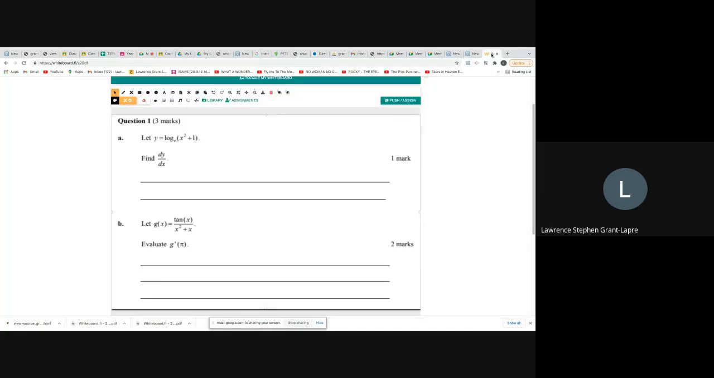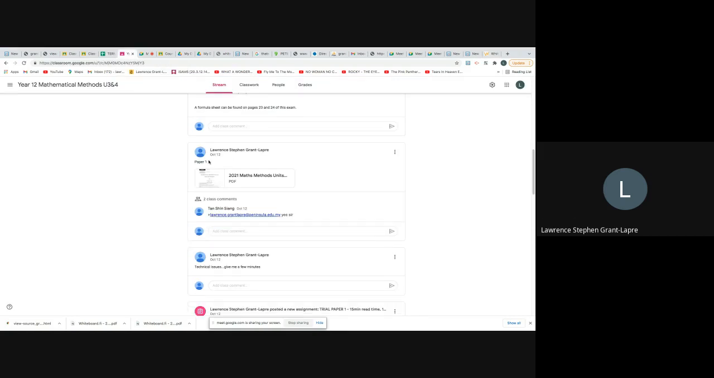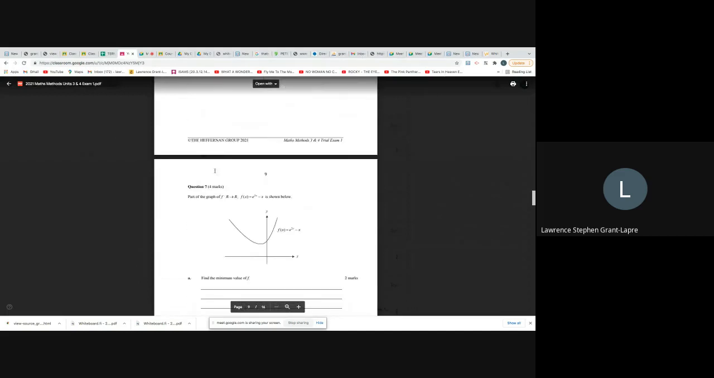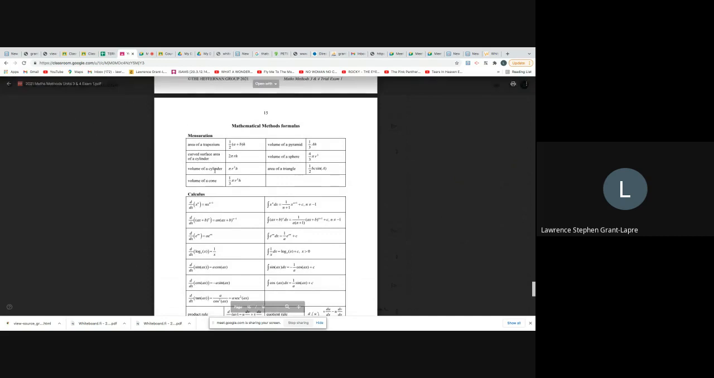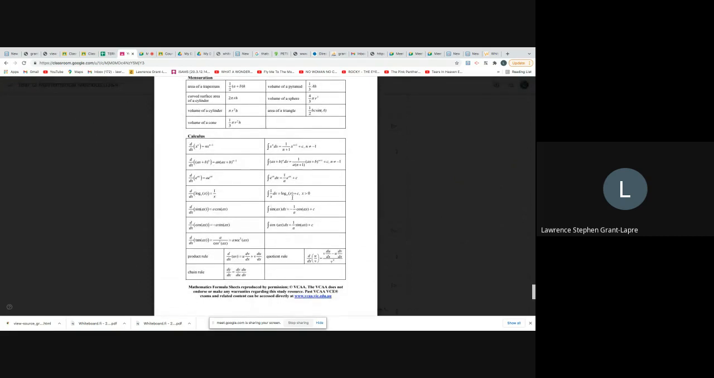Let's have a look at these two questions. And we may need to refer to the rules, to the information on pages 13 and 14, so that there are formulas here. And specifically, the first question I'd like to look at is this.